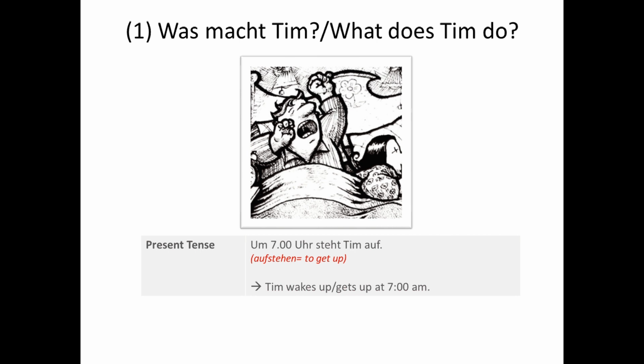So when he gets up early in the morning, I have written here present tense. 7 Uhr steht Tim auf. Aufstehen, to get up. So aufstehen is the verb to get up. When we get up early in the morning, we say the verb aufstehen. Here, as you can see, the verb gets conjugated with the first part: 7 Uhr steht Tim, and auf goes to the end.